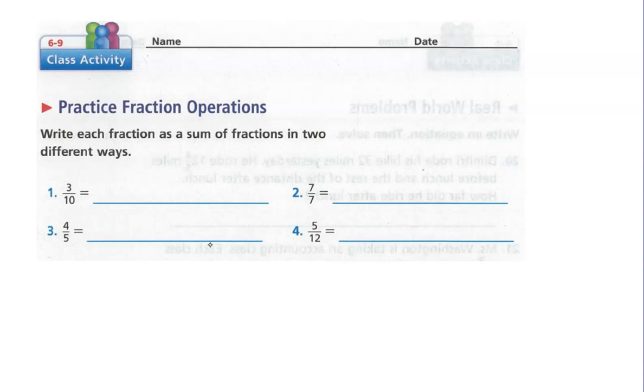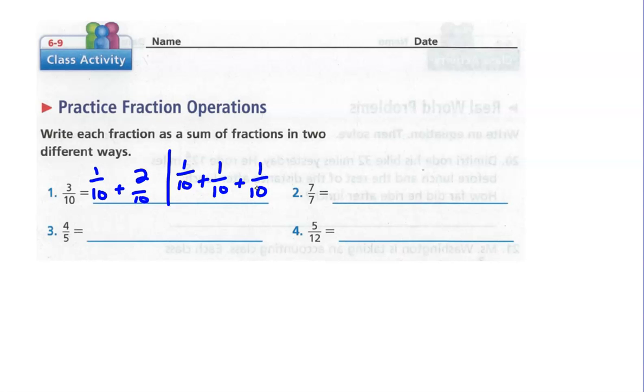Number 1, this section wants you to practice your operations. It wants you to write each fraction as a sum of fractions in 2 different ways. We've done this a lot. This should be super easy. So 3/10, for example, I could do 1/10 plus 2/10. Or another way I could do it would be 1/10 plus 1/10 plus 1/10. So this would be that time to pause.